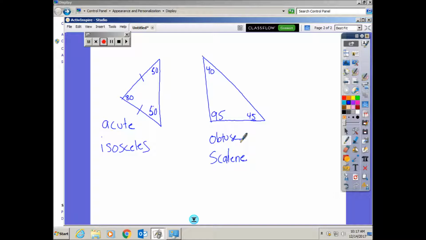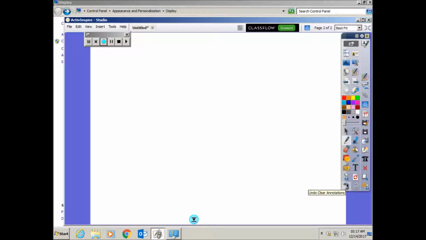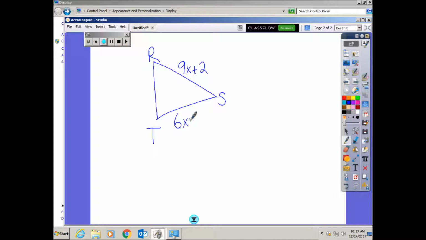Okay? So for the next set of problems, you have triangle R, S, T. Okay? And this says 9x plus 2. And this says 6x plus 8. And this says 3x minus 1. In the directions on this, they tell you that RS is congruent to ST. That means you can set these equal to each other.